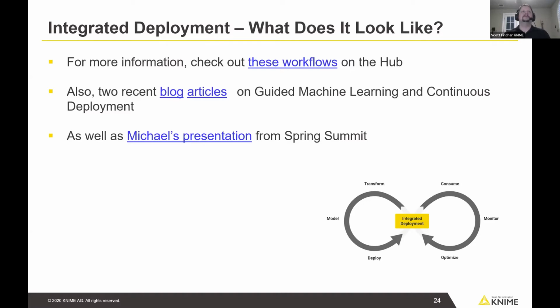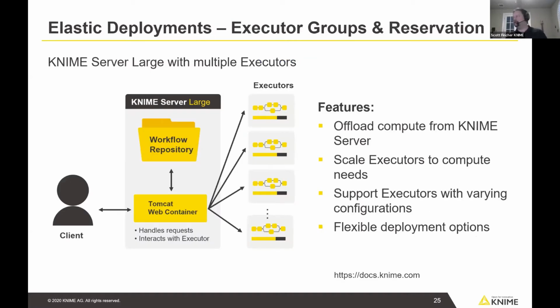Okay, this is one of the things I wanted to talk to you about. Another thing here is the idea of elastic deployment. So both executor groups and then reservation of executors. So if you have a KNIME server already, you're probably used to something along the lines of what you see in this graphic on the left-hand side.